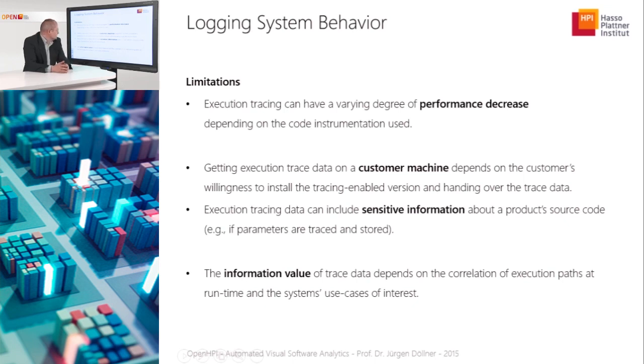The information value of trace data depends also on the correlation of execution path at runtime and the system use cases of interest. So a good choice of use cases is essential. Otherwise, we do not get to these parts of the system that are really interesting, for example, because they are tricky or they are error-prone. So a good choice of use cases is also very essential if we apply execution tracing to log system behavior.